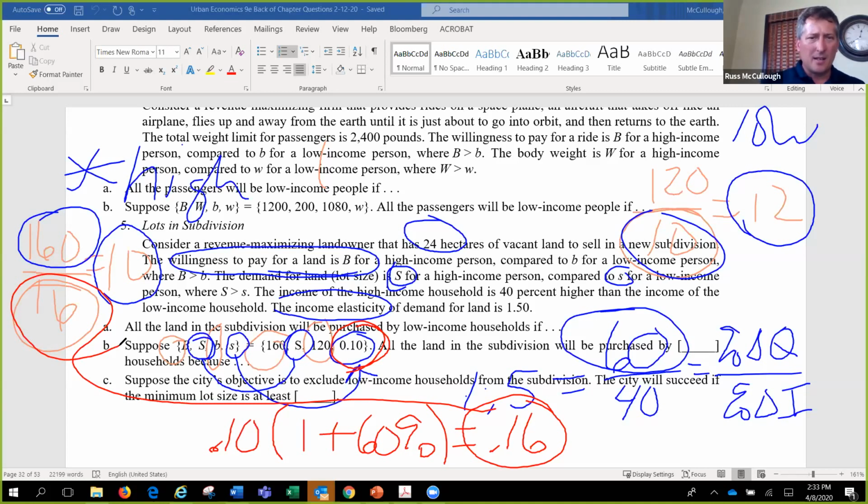So let's see, where are we? Gosh, I've got so many scribbles on here. I can't even read where we were.